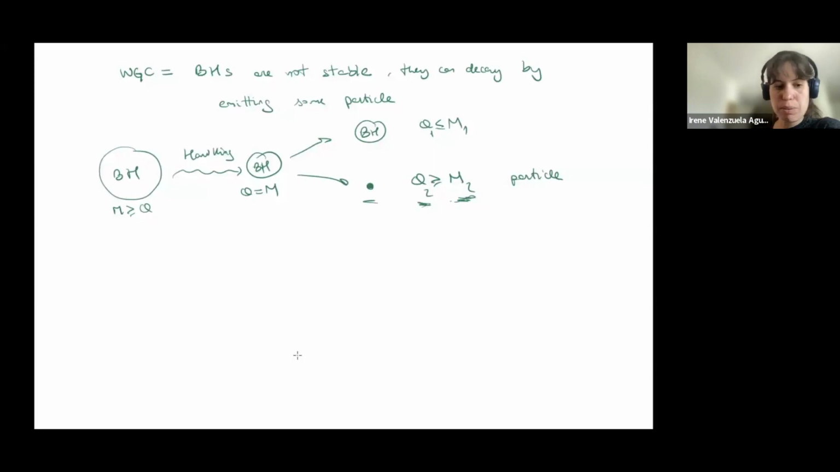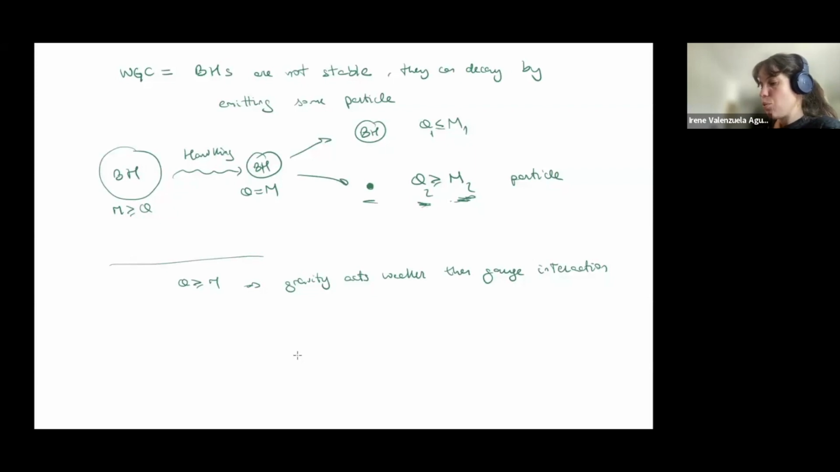I want to make maybe one last comment, which is that you can also think of the weak gravity conjecture this way. If the charge is bigger than the mass, what that means is that gravity acts weaker on the particle than the gauge interaction. And that's why it's called the weak gravity conjecture, okay? Because gravity acts weaker. So you could also phrase the weak gravity conjecture as the statement that the gravitational force is smaller than the gauge force.